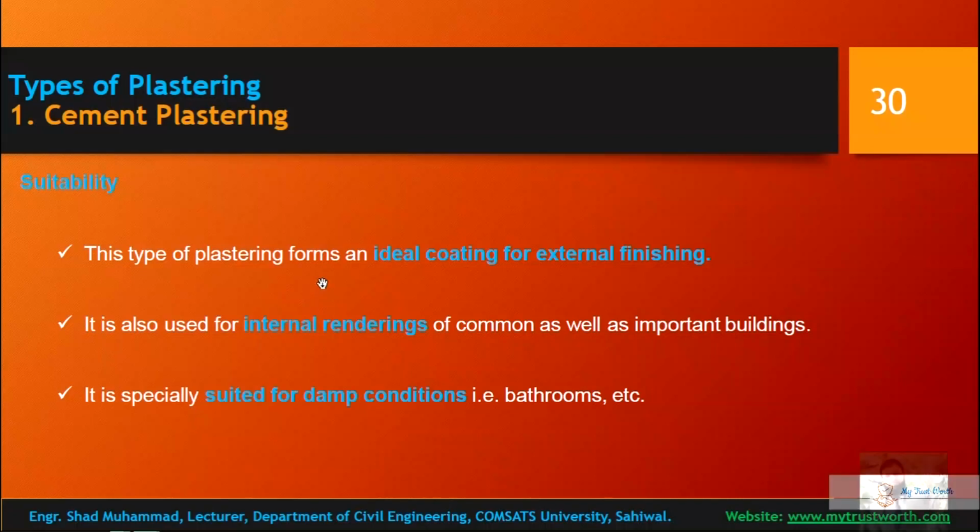Okay, suitability of cement plaster. This type of plastering forms an ideal coating for external finishing. Okay, for external finishing, cement plaster is ideal. It is used for internal rendering of common important buildings, internally and externally both. It is especially suited for damp conditions in bathrooms. In bathrooms it is more suitable.